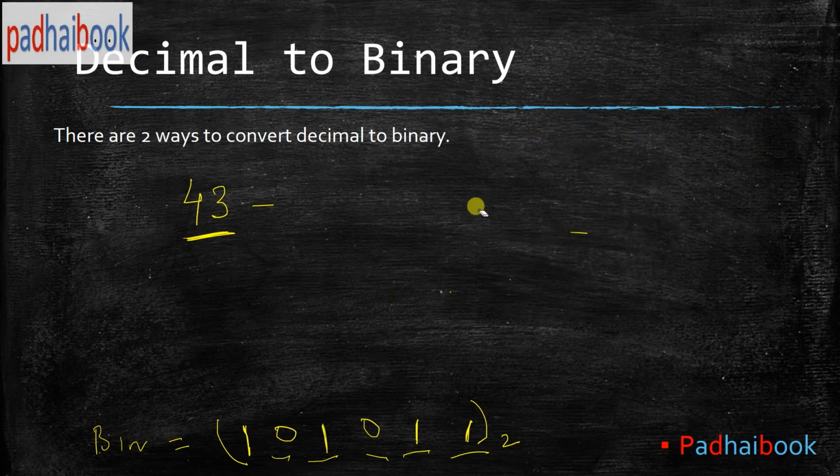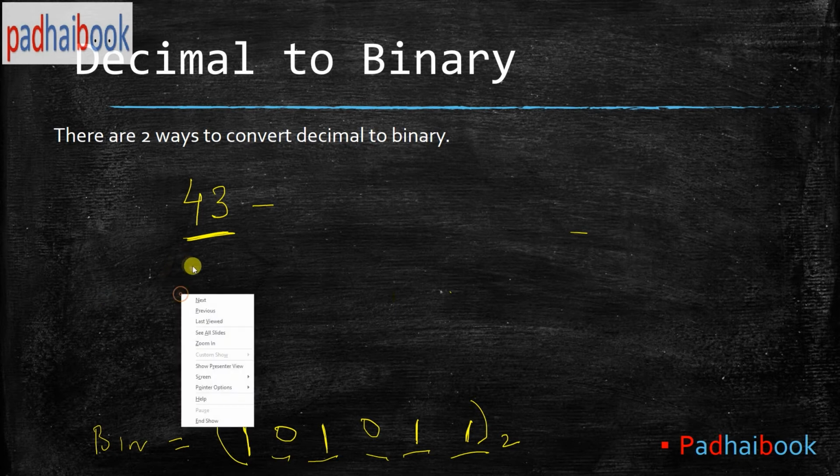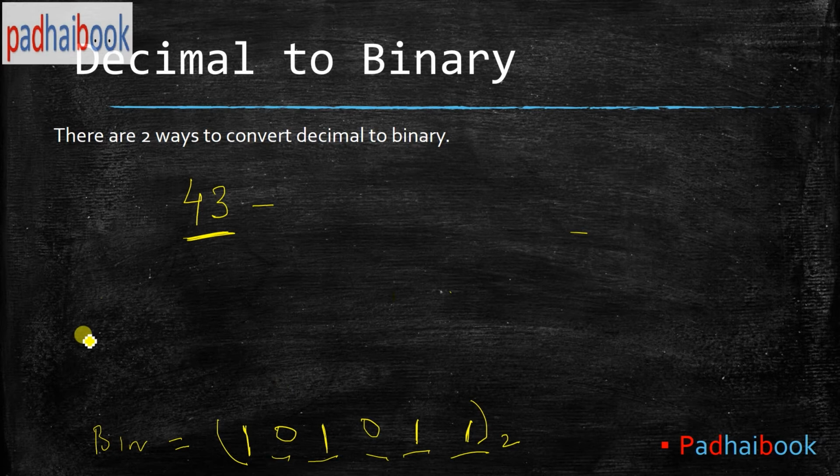Okay, let me just change this to red. So that is 1 into 2 to the power 0 plus 1 into 2 to the power 1. These are the powers of 2: 0, 1, 2, 3, 4, 5.